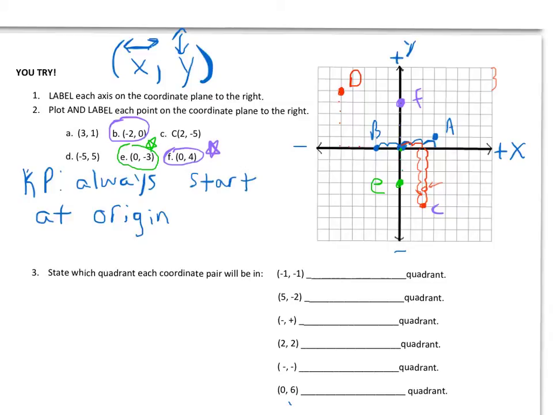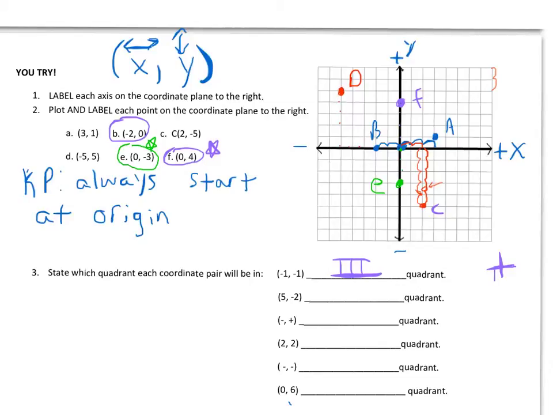State which quadrant each coordinate pair will be in. Okay. Well, if I have a -1, -1, I know I'm going to be going, okay, let's see, I'm just going to do this. I know I'm going to be going left 1 and then down 1. That puts me in quadrant number 3.